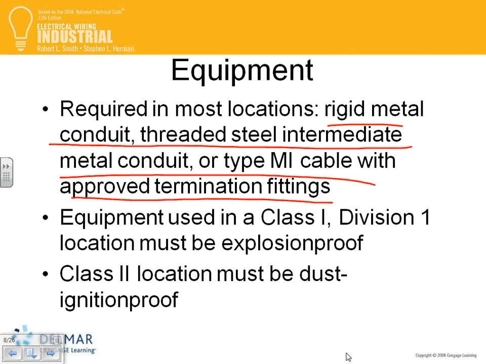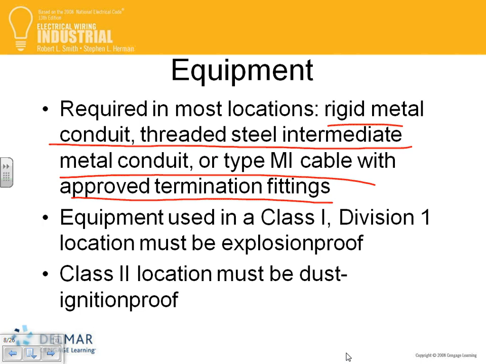So when you wire in a Class 1 and Class 2 location, you're going to be looking at what? Rigid, intermediate, and MI. Very important. What makes it interesting is that it's more expensive now. If I want to wire a room like this, EMT. But if this is a hazardous location, now I'm into rigid and intermediate.